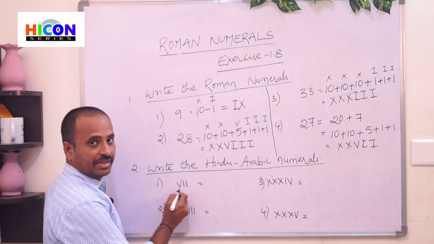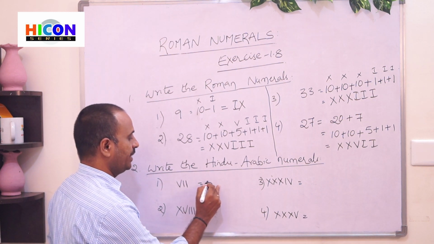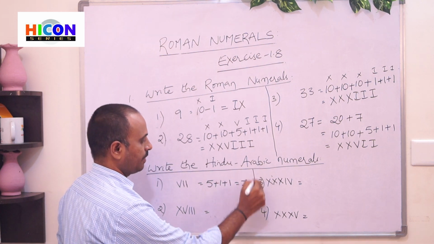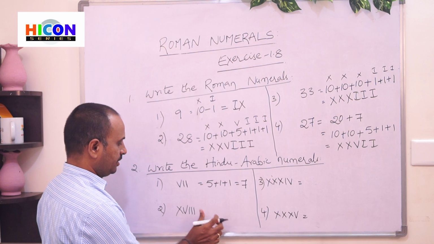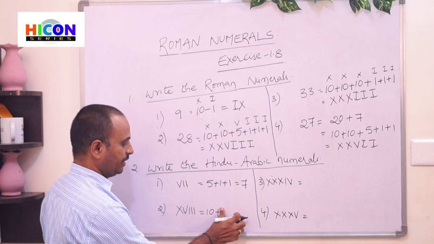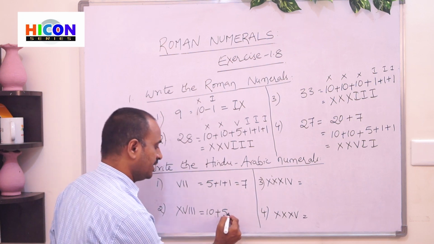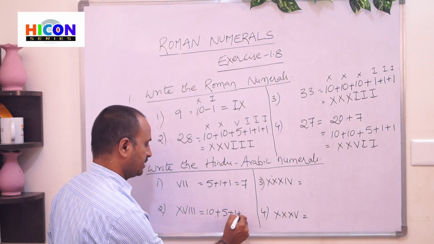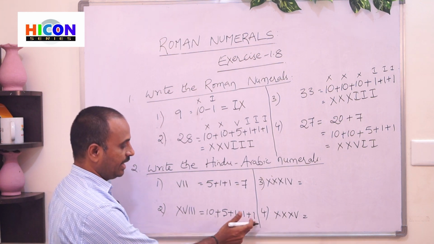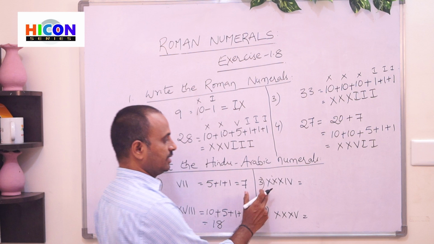So here V means 5, I is repeated 2 times. Repetition means addition, so we have to make addition: 5 plus 1 plus 1, that is equal to 7. In the same way, X means 10 and V means 5, and I is repeated 3 times. Repetition means addition, 1 plus 1 plus 1. That's why we have to add the 1 3 times. So total value becomes 18.